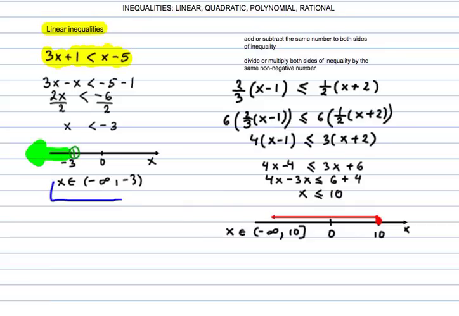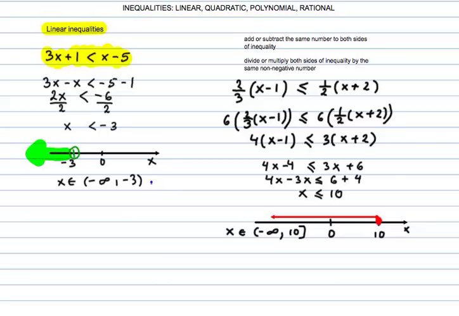And using interval notation, you say x is an element, and then use round brackets. You never use square brackets to include infinity symbols. So -infinity, comma, -3, open bracket.